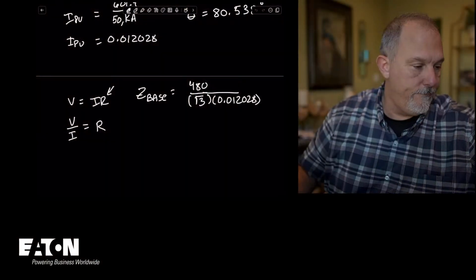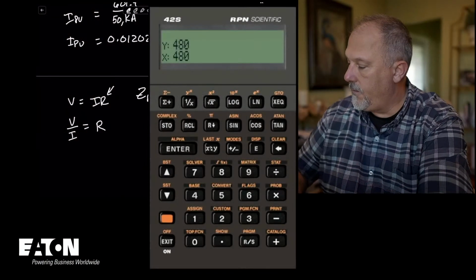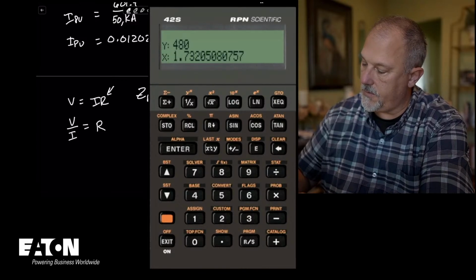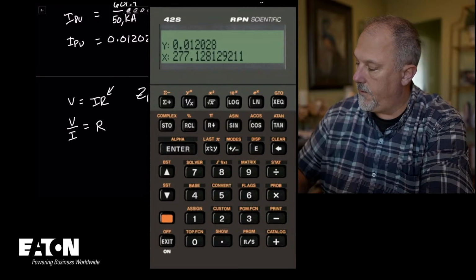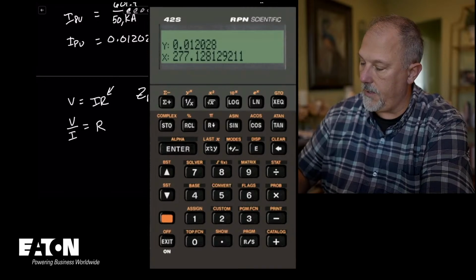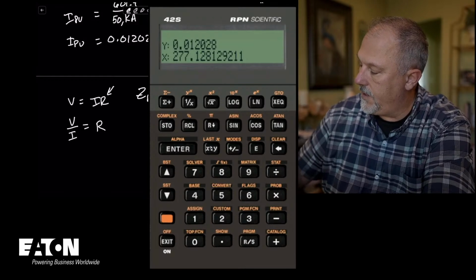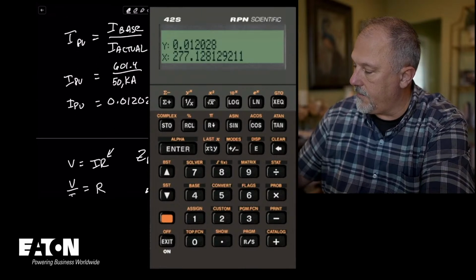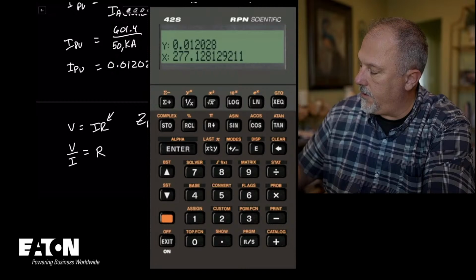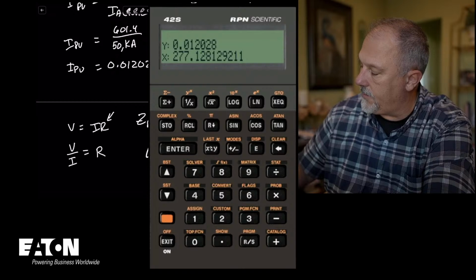So what is my 480? 480 divided by square root of 3. 480 over square root of 3. Hold on. 500 kVA. I just did that calculation. What was that? 601.4. So the full load amps is 601.4.